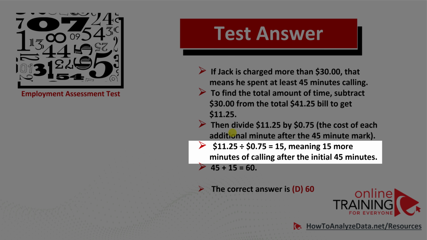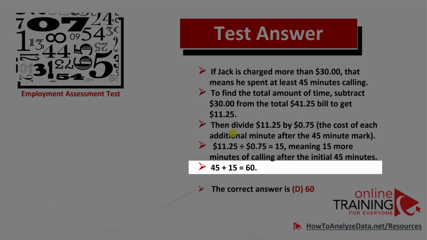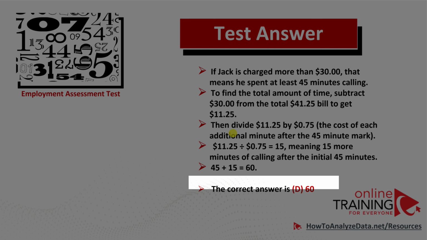$11.25 divided by 75 cents is equal to 15, which means 15 more minutes of calling after the initial 45 minutes. So the correct answer is 45 plus 15 equals 60, and the correct answer is D, 60. Hopefully you've nailed this question.